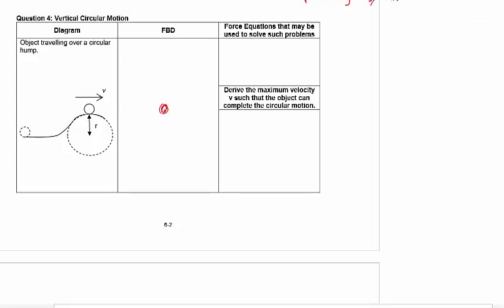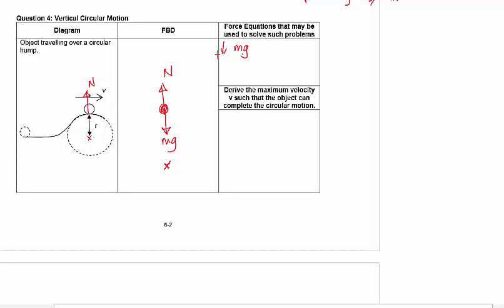This object is at the top of the hump, so it will be acted on by a normal reaction from the ground, so here N. And of course it has its weight, so mg. Okay, force equation. Where's the center of the circle? It's here, right? So I must make sure I point towards the center of the circle, call it positive.